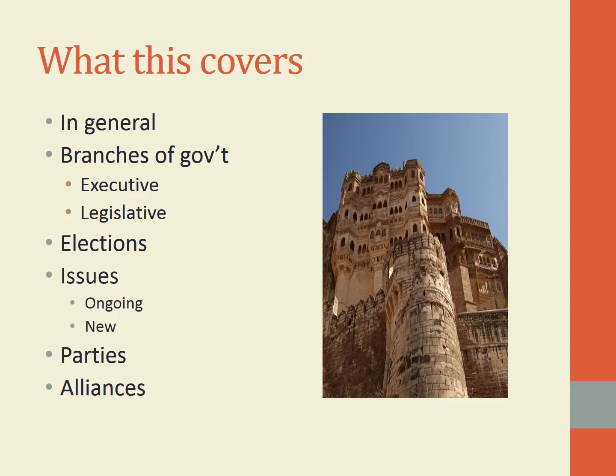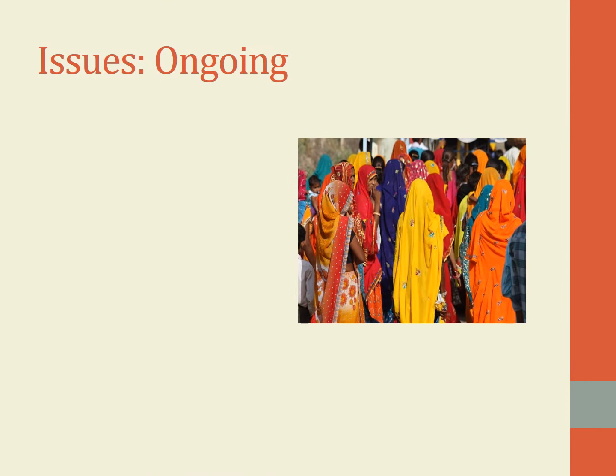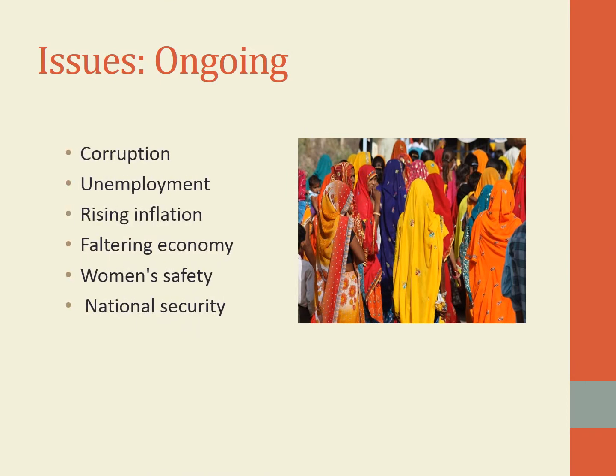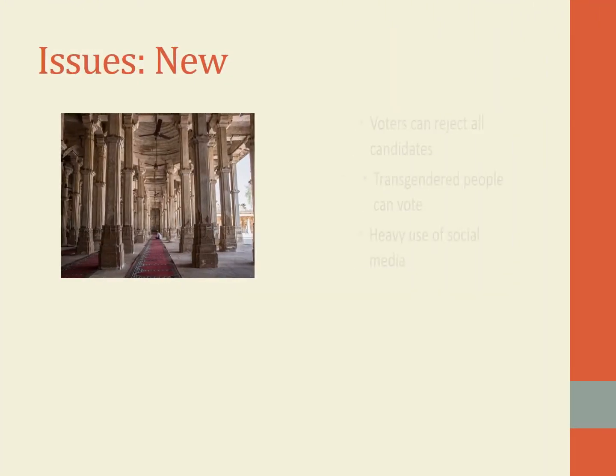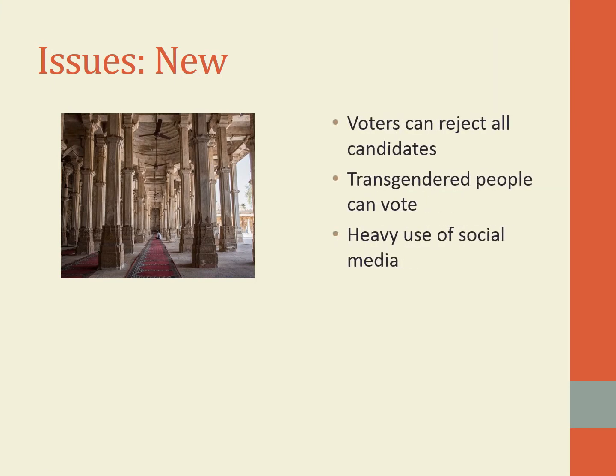Next, we turn to ongoing and new political issues. Some ongoing issues in India include corruption, unemployment, rising inflation, a faltering economy, women's safety, and national security. Some of the newer issues include the fact that voters can now reject all candidates, transgendered people can now vote in India, and there is heavy use of social media.